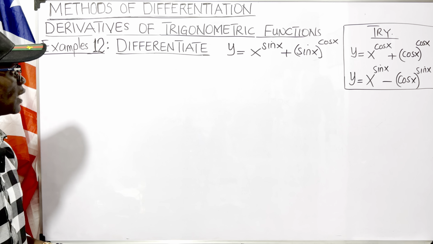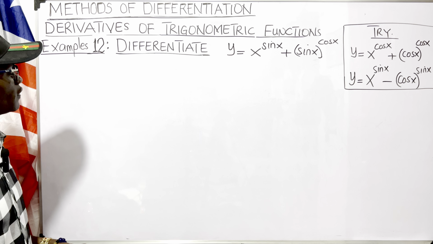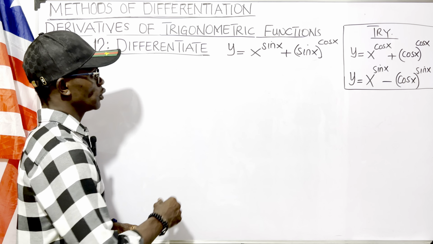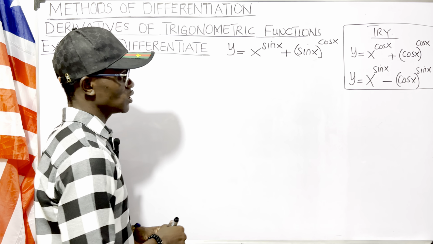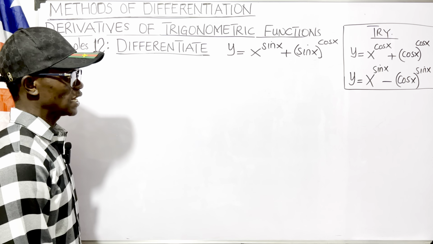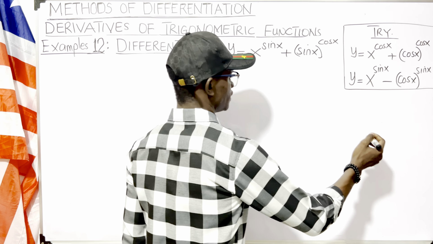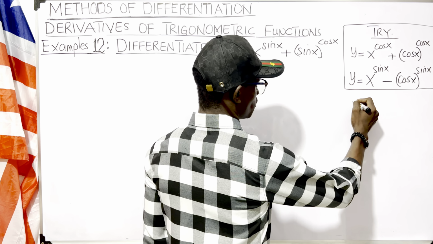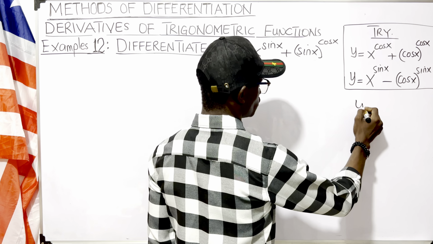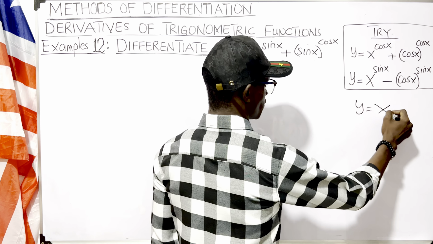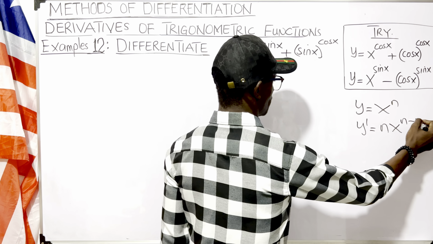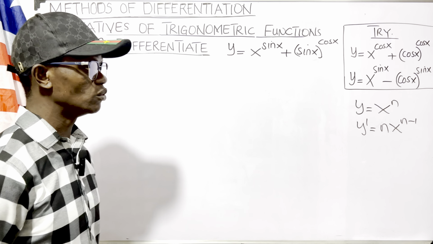So in this lesson, we want to look at question number 12, the 12th example, under finding derivatives of trigonometric functions. So this is y equals x raised to the power sine of x plus sine of x raised to the power cos of x. Now, like we told you in the previous video, this is not like the power rule, where y equals x raised to n and y prime equals n x raised to the power n minus 1. No, this is not like the power rule.